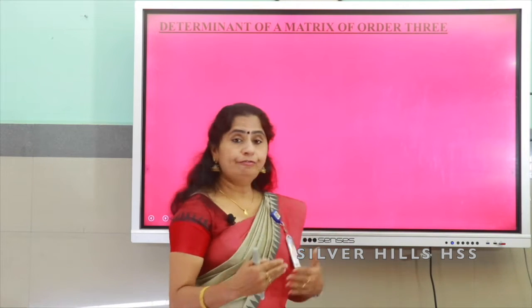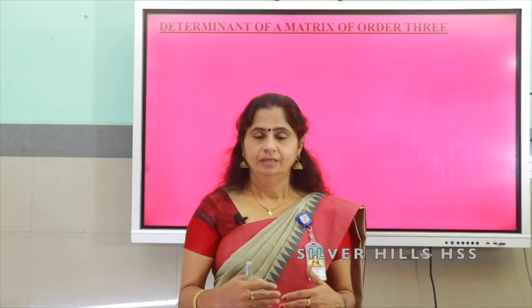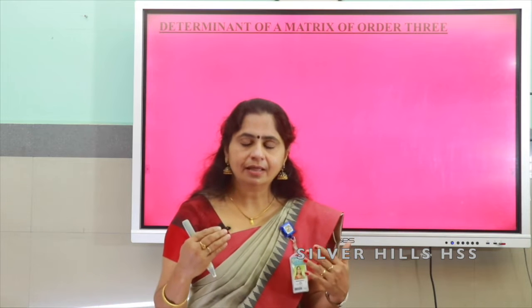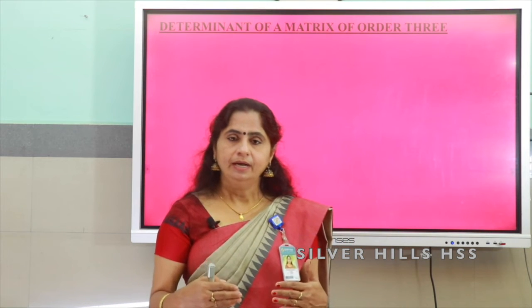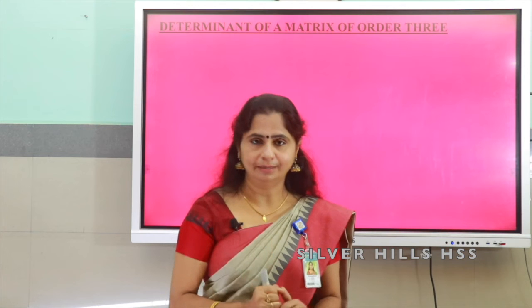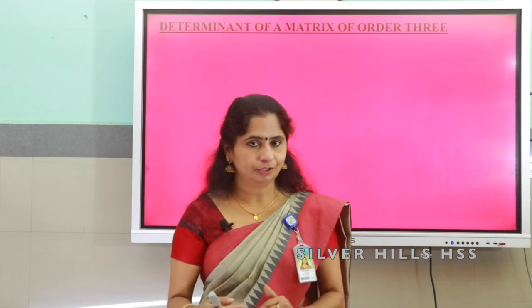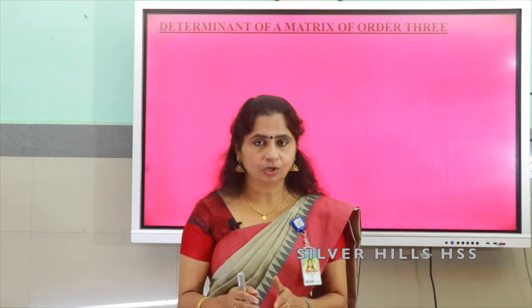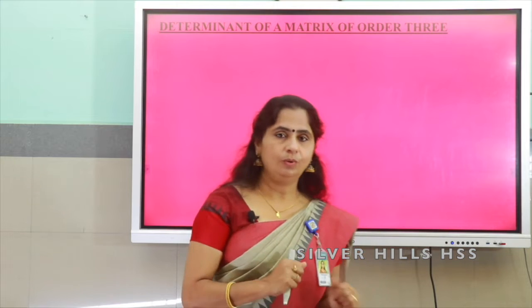Next, we are going to find the determinant of matrix of order 3. When we say the matrix is of order 3, it has 3 rows and 3 columns. So there are 6 ways of evaluating a determinant, and all the 6 ways will give the same answer. So either we can find the value of the determinant by the first row or the second row or the third row, first column or second column or third column. Let's see one by one.